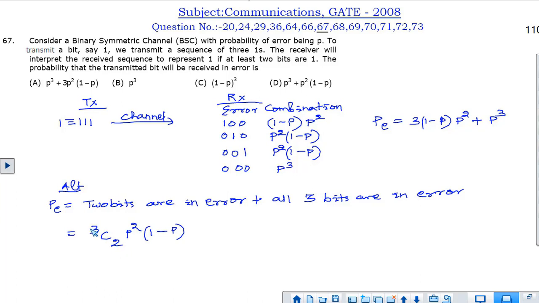For 2 bits in error position, the formula will be 3C2, that is, a total of 3 bits transmitted, out of which 2 bits get toggled during the transmission, so 3C2 times P to the power 2 times (1 minus P). For all 3 bits, the formula will be 3C3 P cube times (1 minus P) to the power 0, which is simply 1, so we have removed that part. If we simplify, we get the expression 3P square (1 minus P) plus P cube, which is the same as the earlier expression, and option A is matching with our result. So for question 67, the answer is option A.